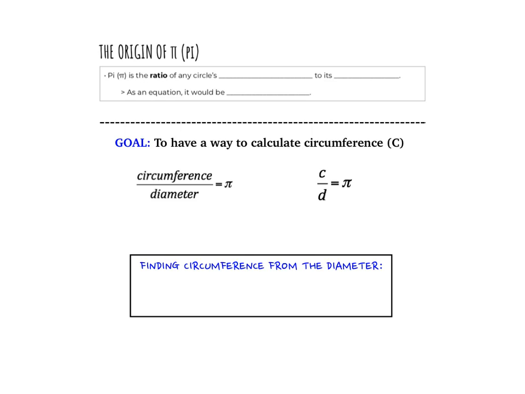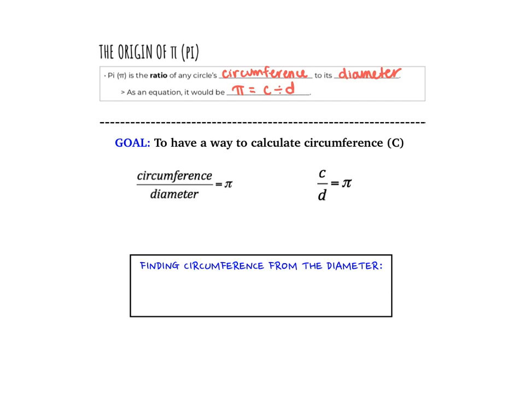So pi is the ratio of any circle's circumference, and again, that's the distance around the outside, to its diameter, which is the distance across a circle. So as an equation, we could write that pi is equal to circumference divided by diameter.